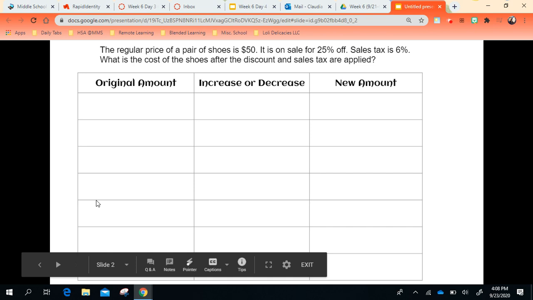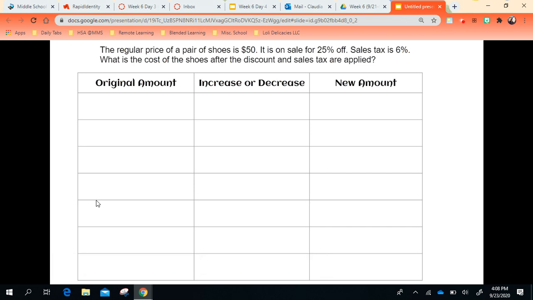Okay, now let's go over two-step percent increase and decrease problems. So we're going to follow more or less the same steps we took for step 1. We're going to read and we're going to reread, and then I'll show you what we do next.